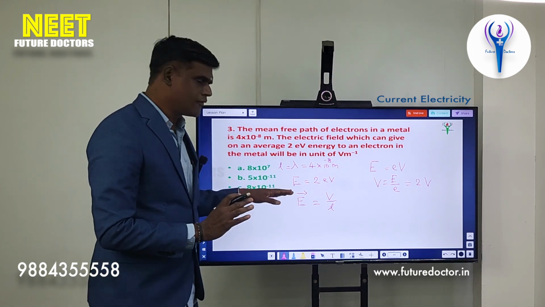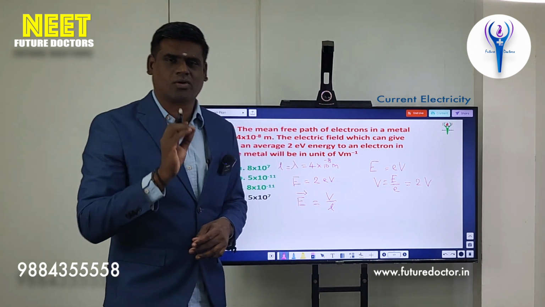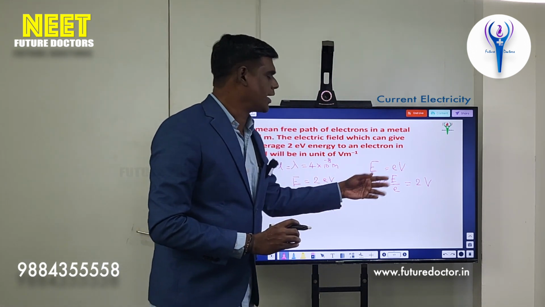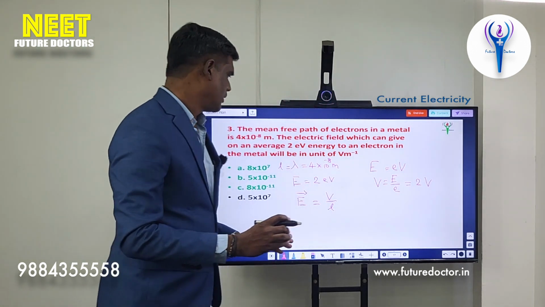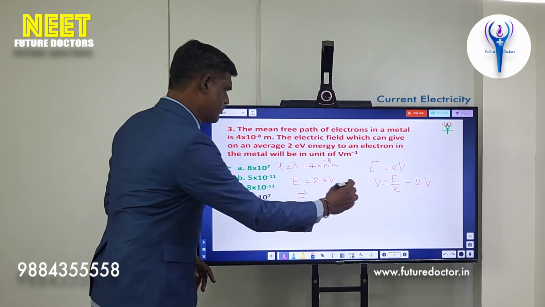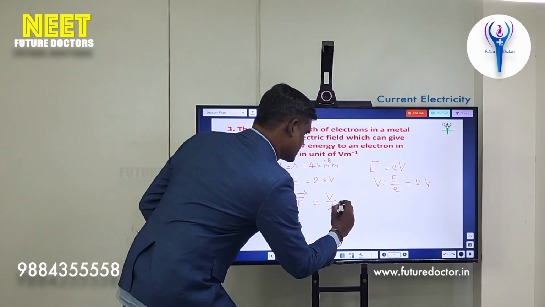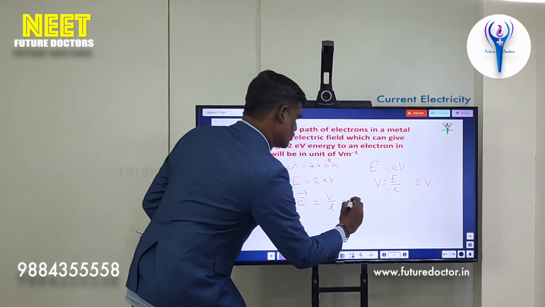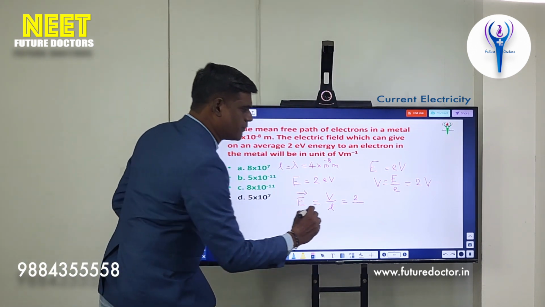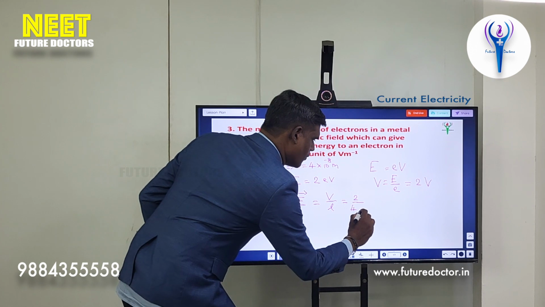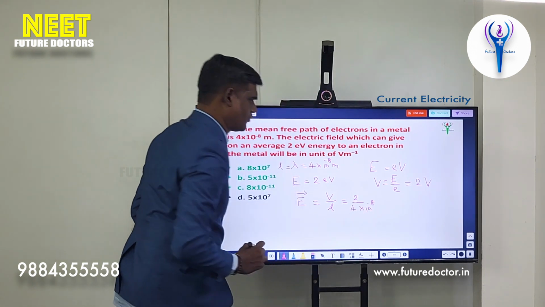Okay, so whenever the energy value is given in electron volts, convert it into volts directly: 2 eV into 2 volts. Next, substitute this value here. Come back here: E vector equals V by L. Then substitute this here. V is 2 divided by L, or lambda, which is 4 into 10 power minus 8.